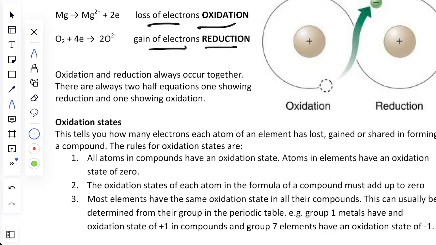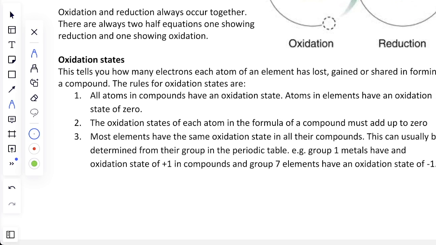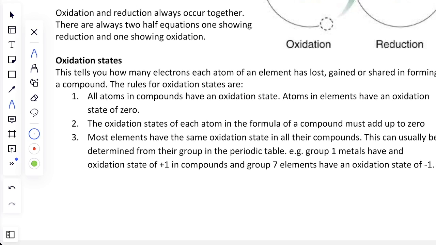Now let's talk about oxidation states. This tells you how many electrons each atom of an element has lost, gained, or shared in forming a compound. The rules for oxidation states are: all atoms in compounds have an oxidation state. Atoms in elements have an oxidation state of 0. The oxidation states of each atom in the formula for a compound must add up to 0.